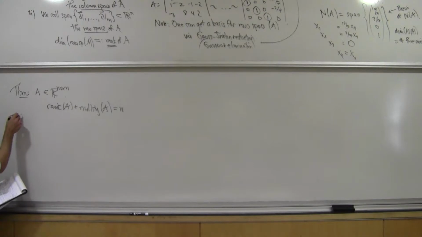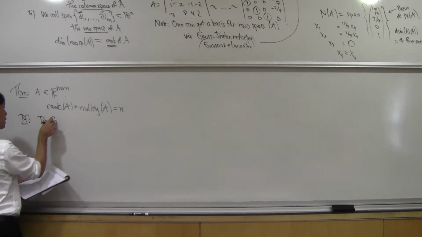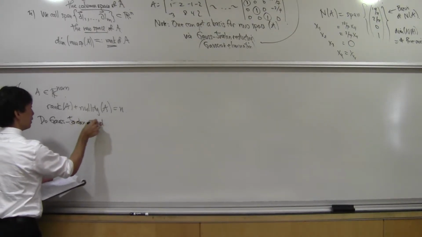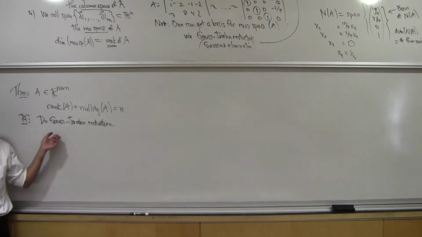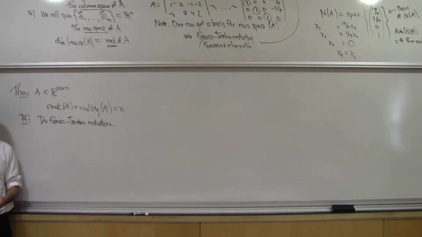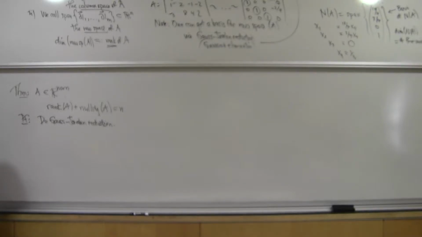And the proof is just the general form of what we just did concretely. You take your matrix and do Gauss-Jordan reduction on it. Then you observe that the dimension of the row space is the number of lead variables, and the dimension of the null space is the number of free variables. And those add up to n. So that's the main theorem.